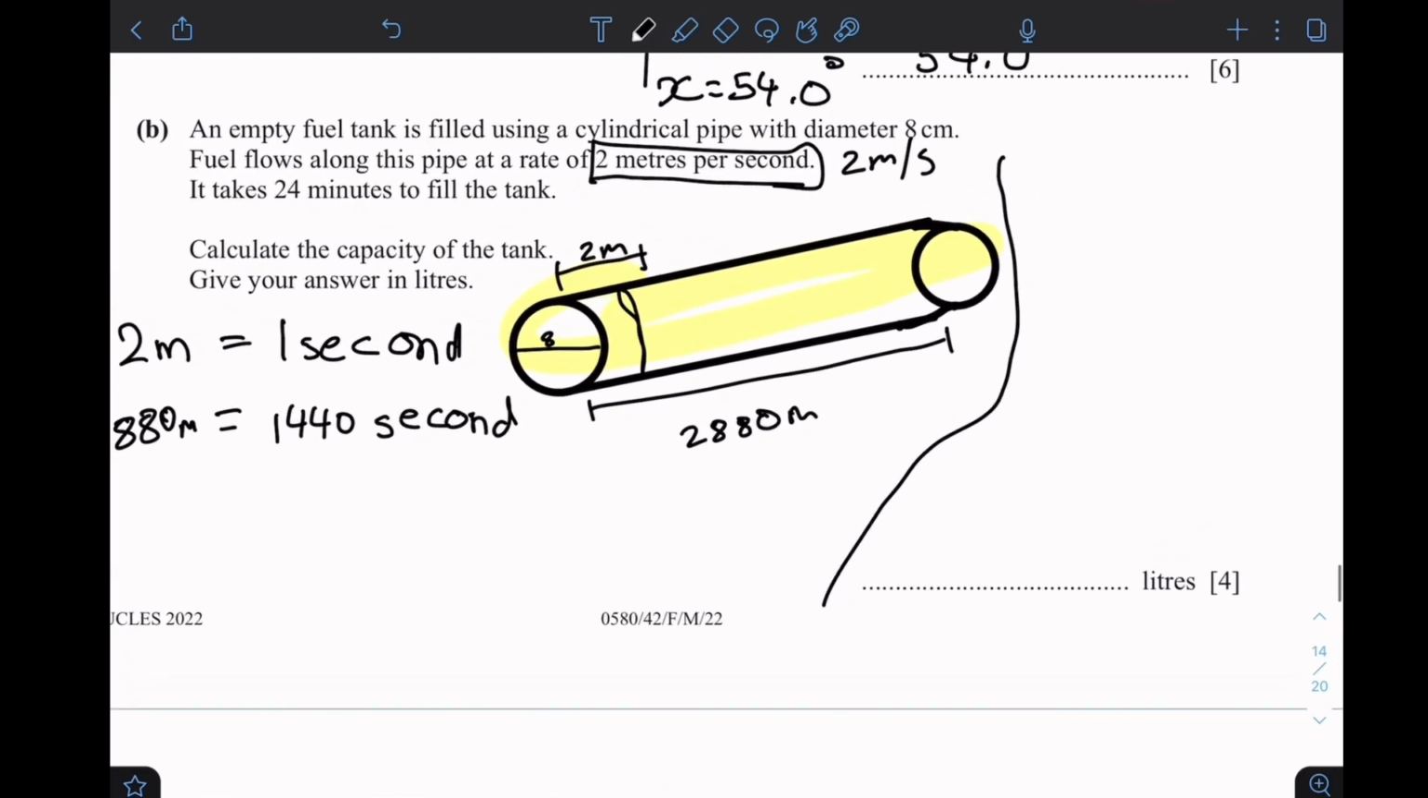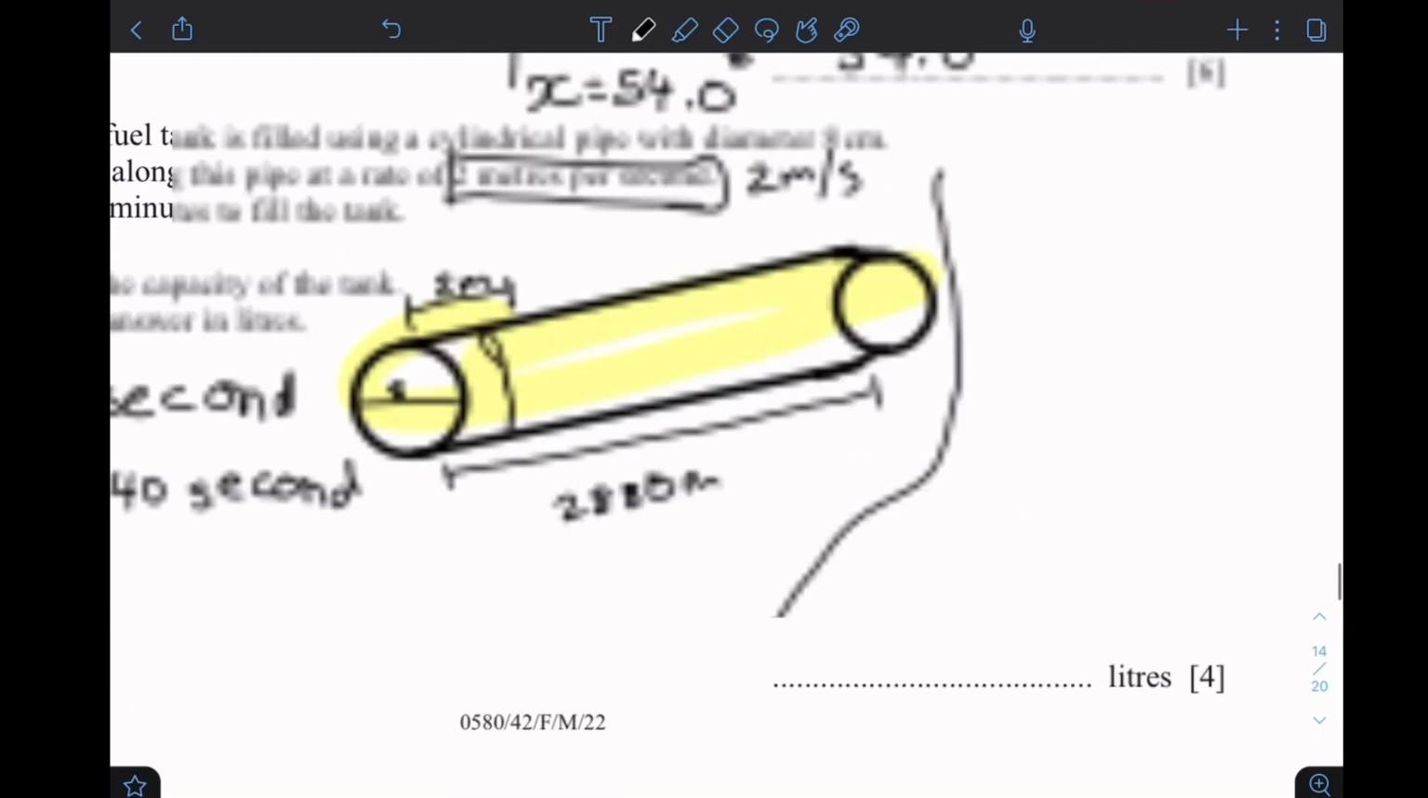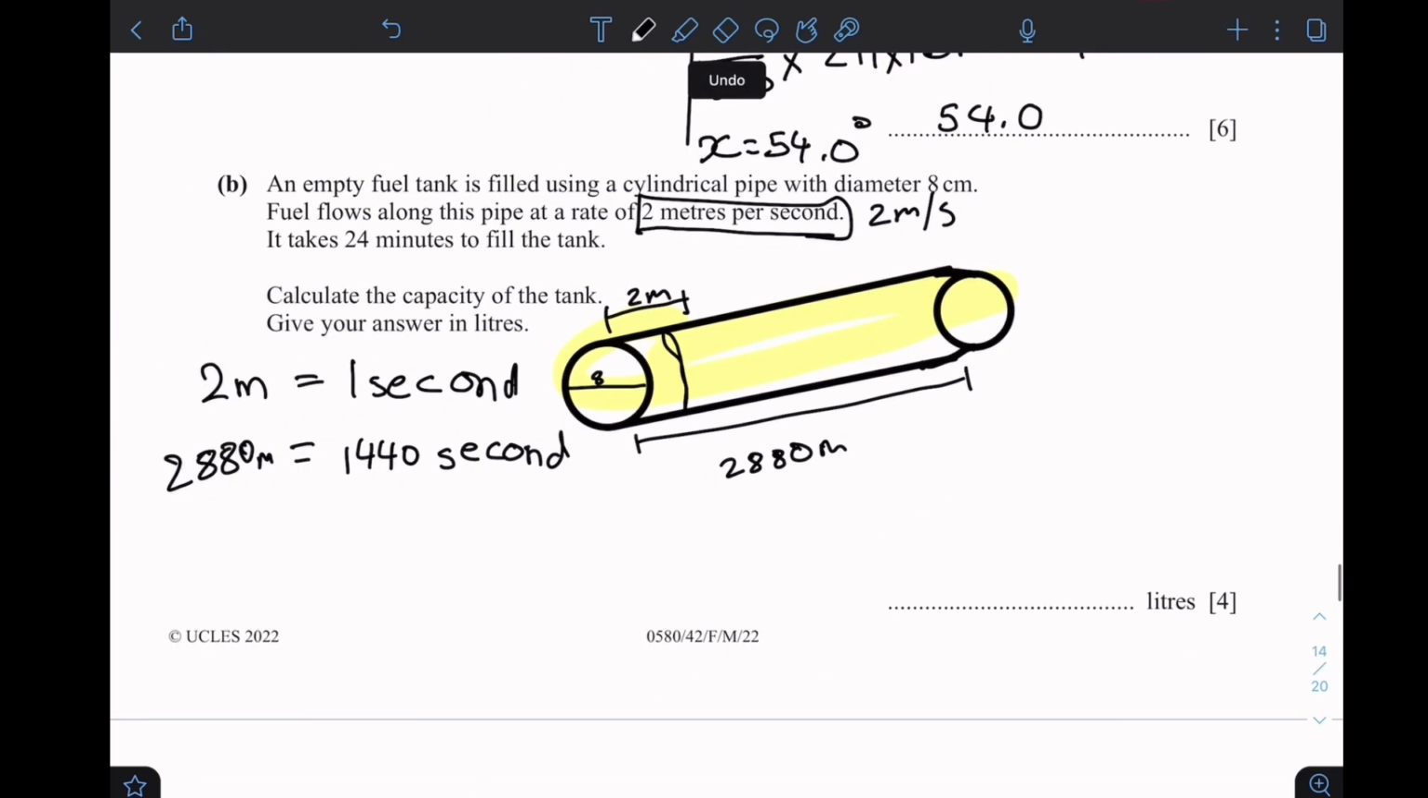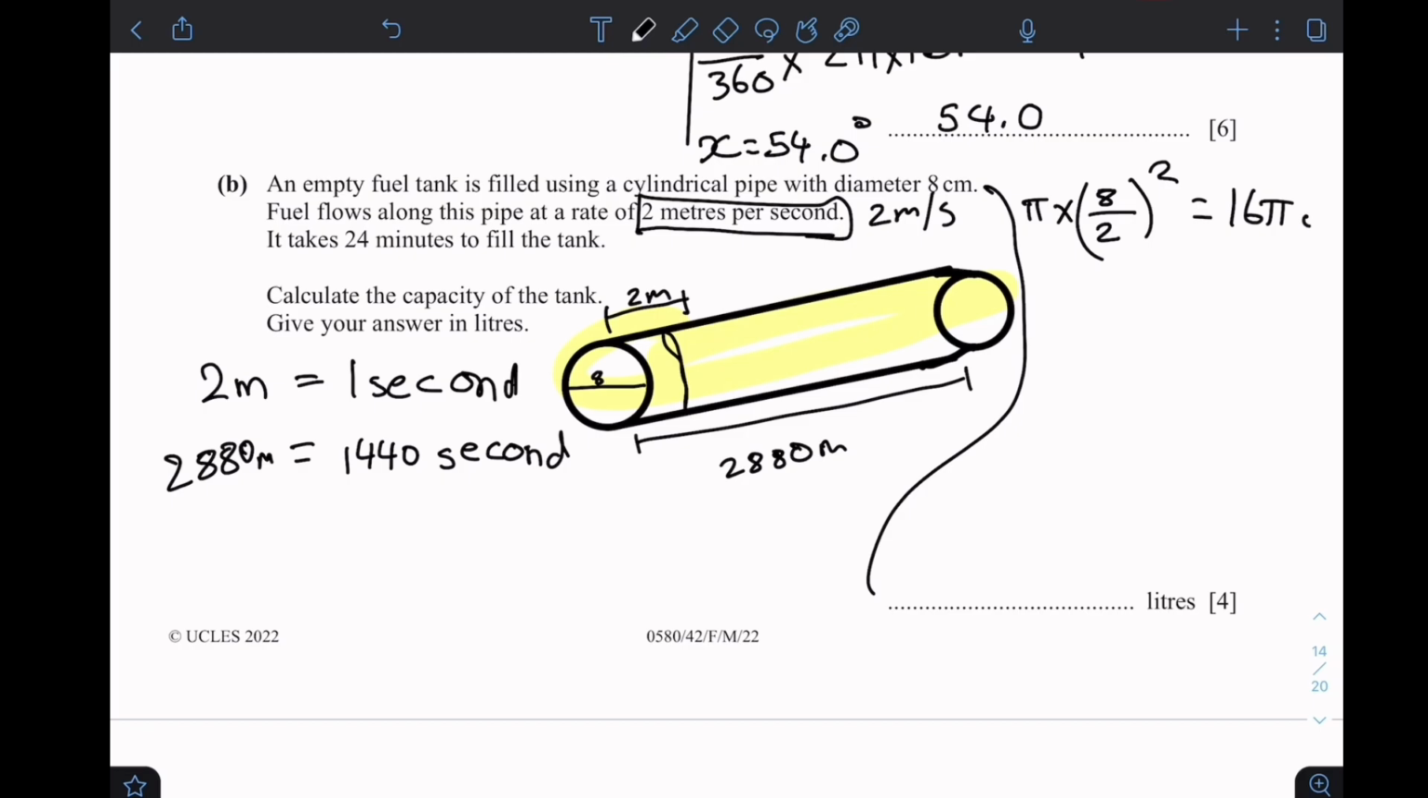So then what you do is you can first figure out the area. So as you know, volume is equal to area into height. We already figured out the height, which is 2880 meters. And to figure out the area, which we know is constant throughout, is the circle. So it can just be pi r squared. So pi multiplied by 8 divided by 2, the whole squared. So 8 divided by 2 gives the radius, square that, and multiply by pi. So 16 pi is the area. That is in centimeters squared.